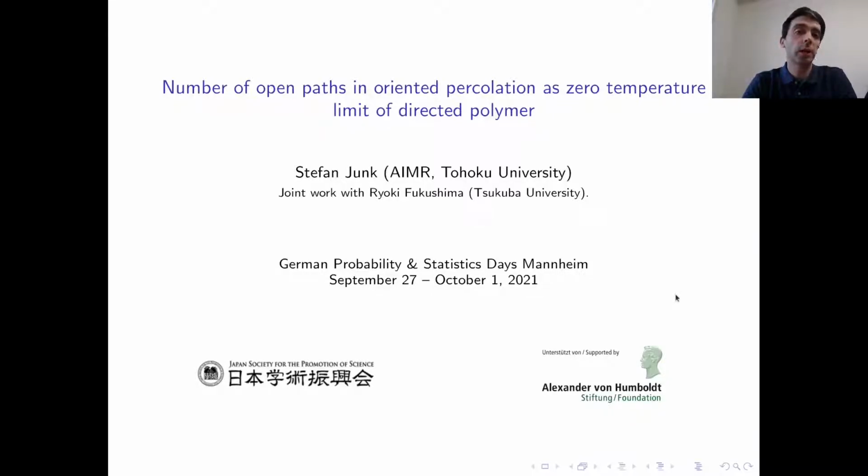Today I want to discuss a problem related to oriented percolation, specifically to the number of open paths. This is a joint work with Ryoki Fukushima.